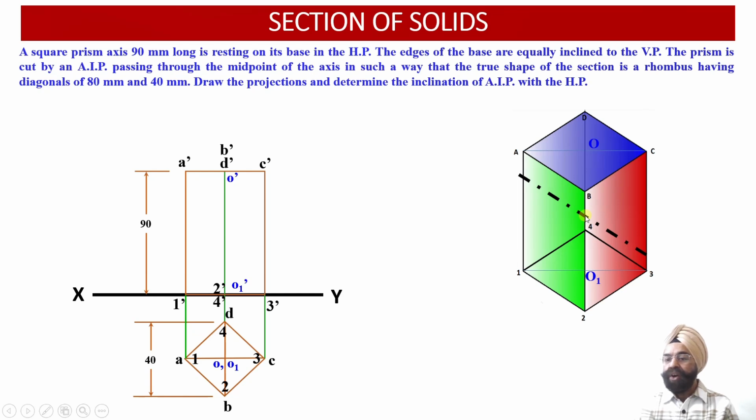Similarly, the distance between the midpoint on the axis and the second point of intersection, which will be obtained onto the vertical edge C3, should also be 40 millimeter. So now what we have to do?